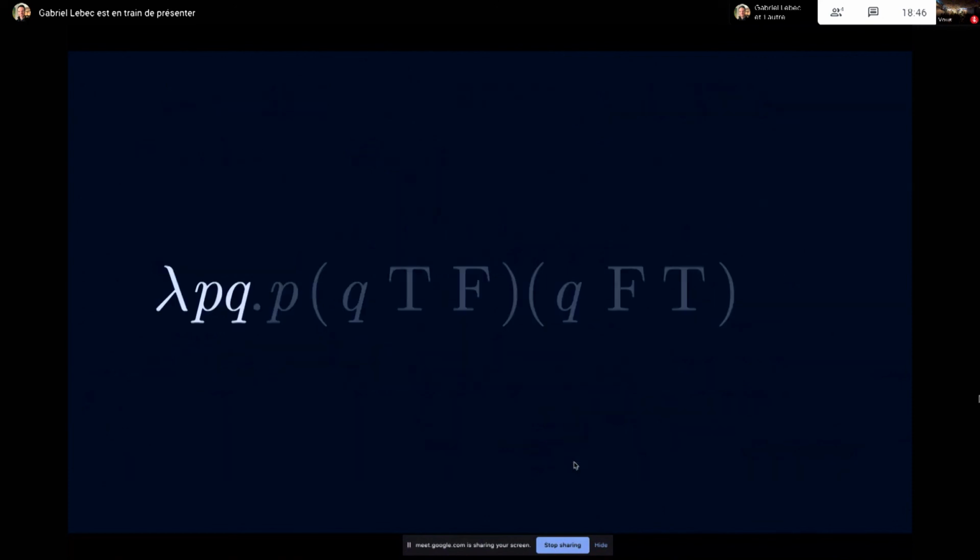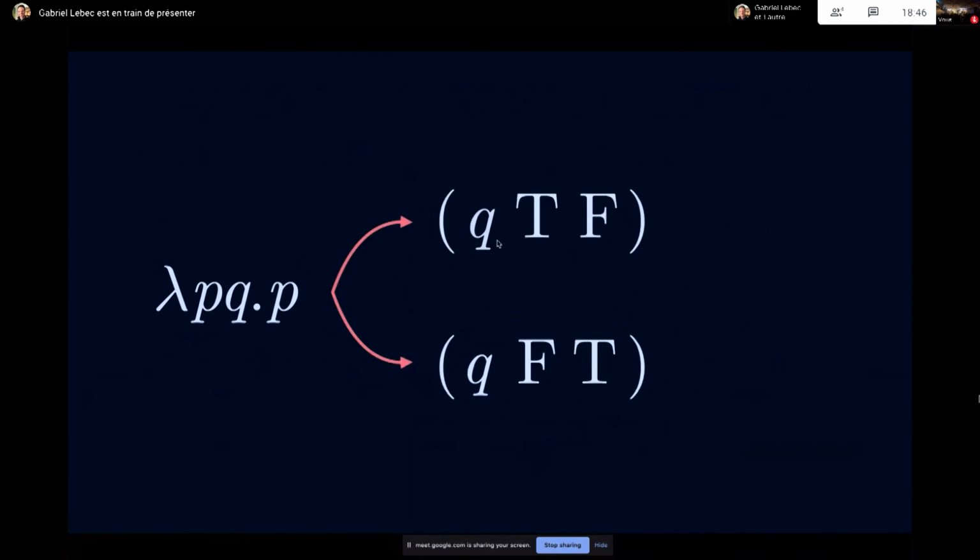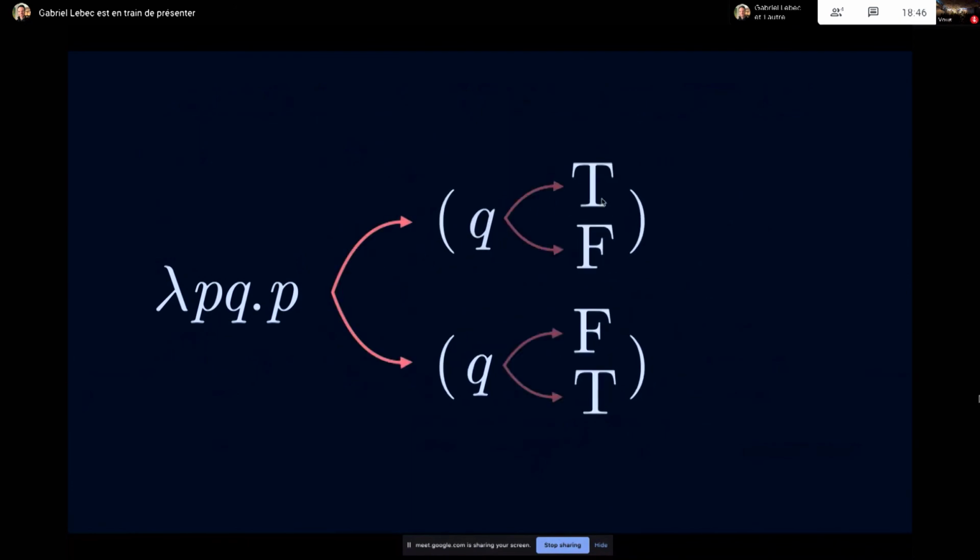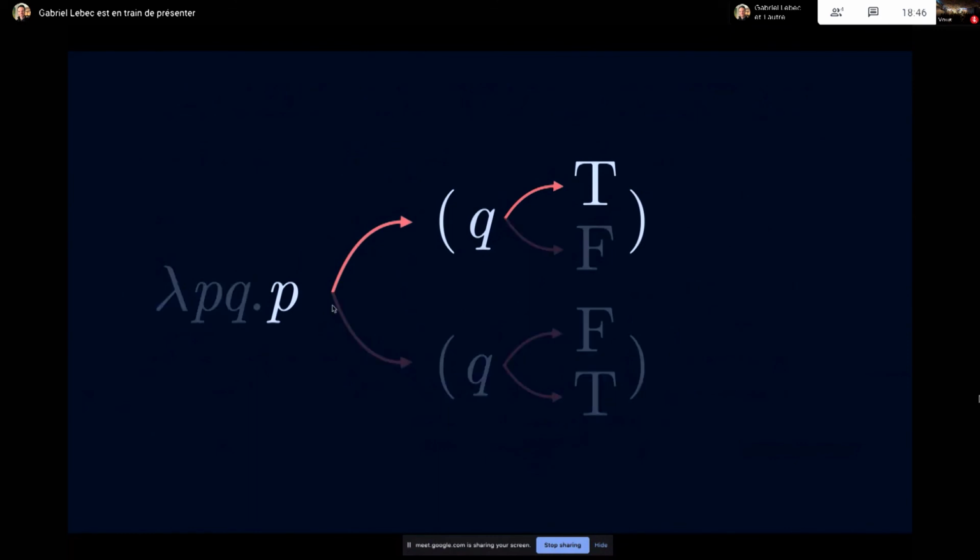And finally, there's this one. This takes in two Booleans. It calls the Boolean on two possible choices. And each of those choices uses the second Boolean Q to select between two possibilities. And what's the final outcome? Well, if P and Q are the same, you get true. If P and Q are different, you get false. So if P and Q are the same, you get true. And if they're different, you get false.